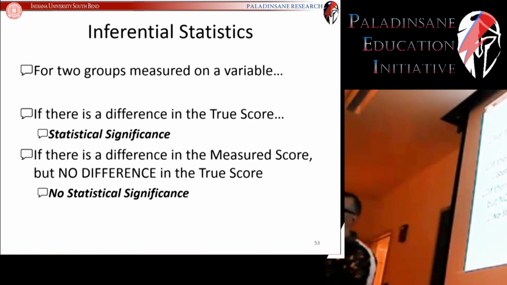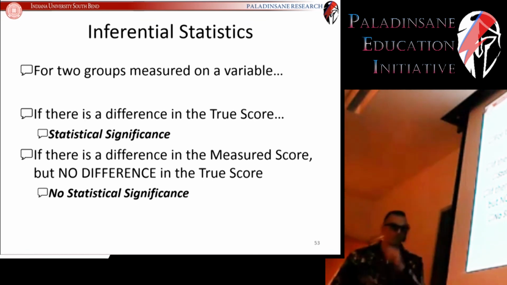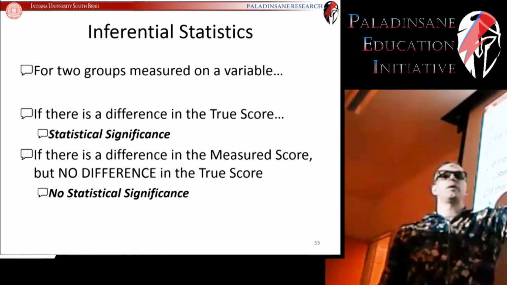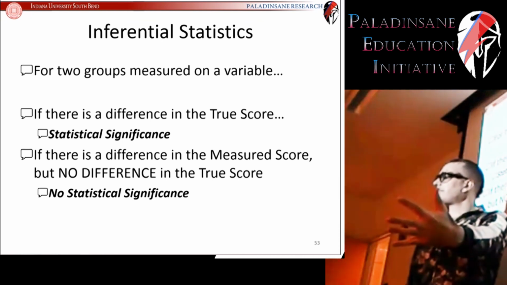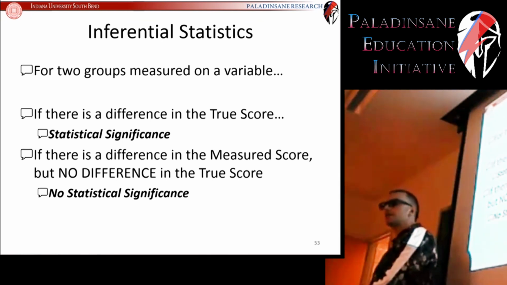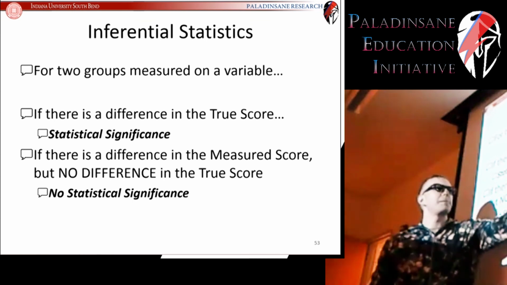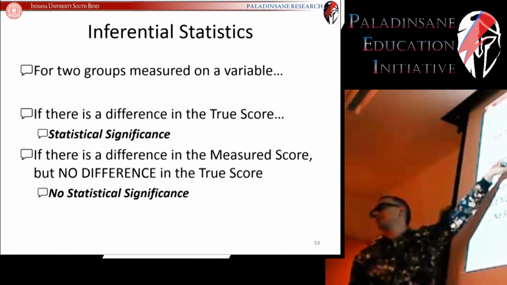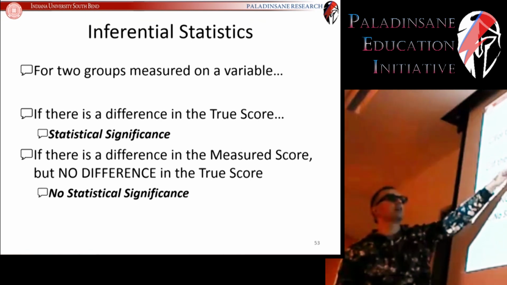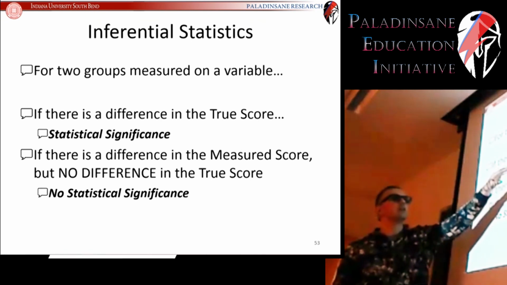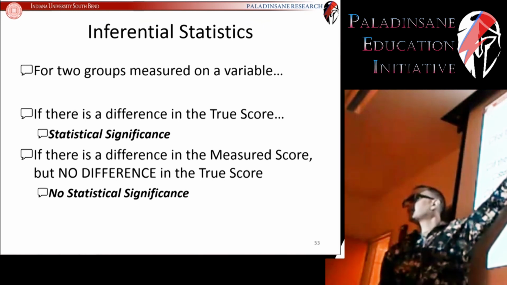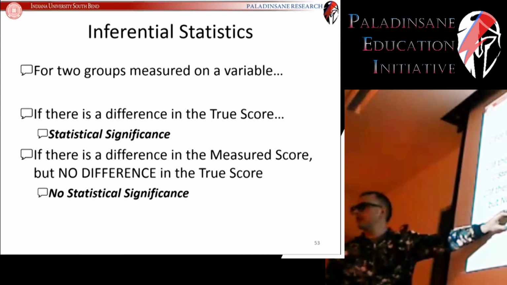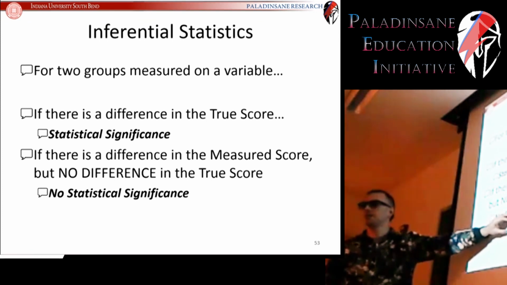And importantly, for our results, we are not reporting, when we say whether there's evidence of an effect or whether there's no evidence of an effect, we're not reporting based on the measured scores. We're reporting based on the statistical significance. If the statistical significance says that there's a difference, we say there's evidence of a difference. If it says there's no evidence of a difference, we say there's no evidence of a difference.